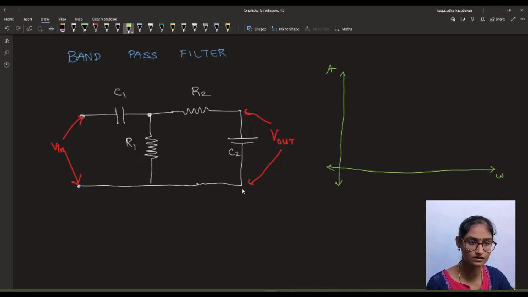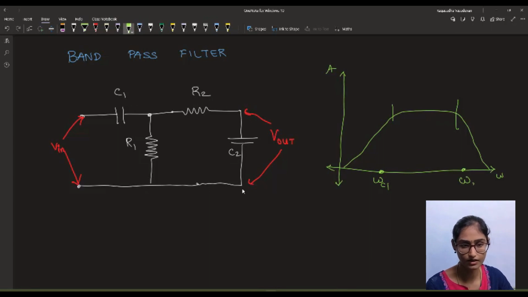This is the frequency and this is the gain. So in a band pass filter, we will be filtering the signal above a particular frequency but below a particular frequency. So in between these two frequencies, which is called omega C1, which is the higher cutoff frequency, and omega C2, which is the lower cutoff frequency. So there are two parts in it. One is the high pass filter, where we are choosing the output voltage across this resistance, and we are cascading that with another low pass filter.